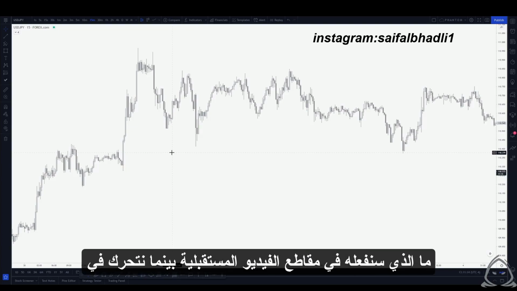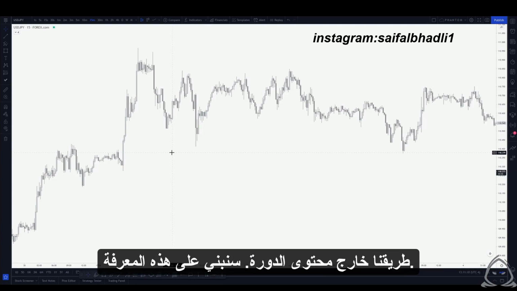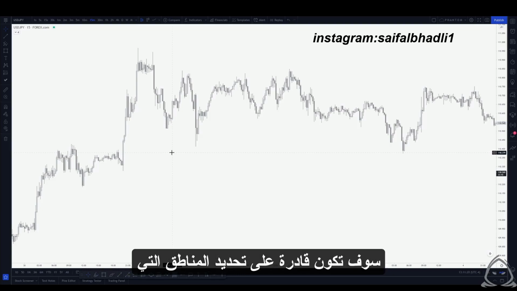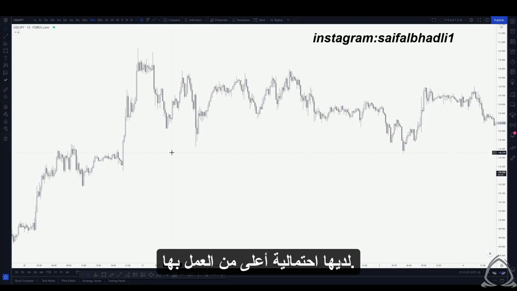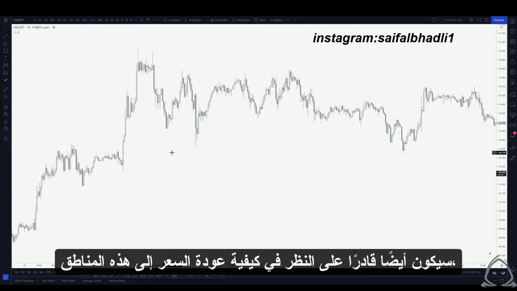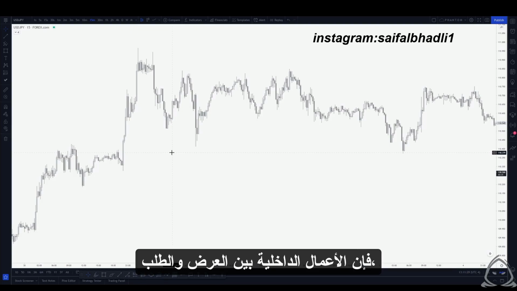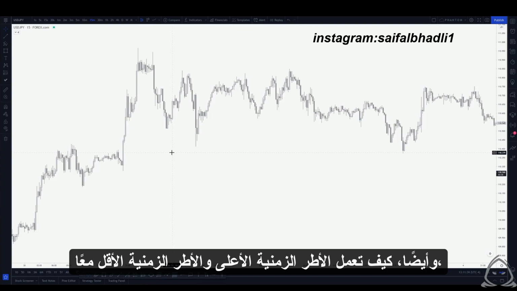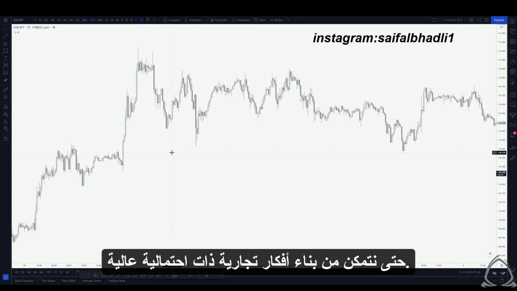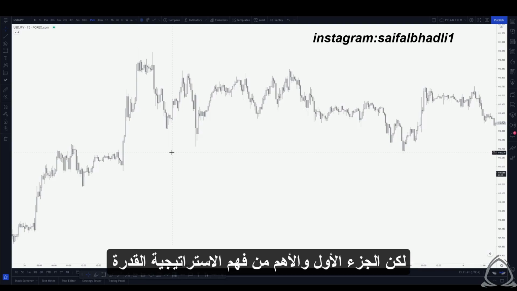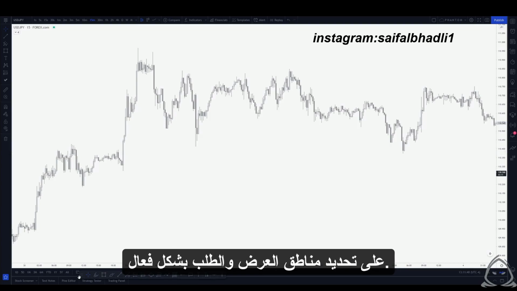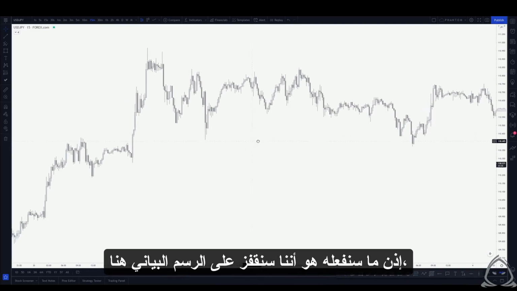What we'll be doing in future videos as we navigate our way throughout the course content is building on this knowledge. We'll be able to identify zones that have a higher probability of working out. We'll also be able to look at how price returns to these zones, the inner workings between supply and demand, and how they relate to the overall order flow, and also how higher timeframes and lower timeframes work together so that we can build high probability trade ideas. But the first and most important part of understanding this strategy is simply being able to map supply and demand zones effectively.